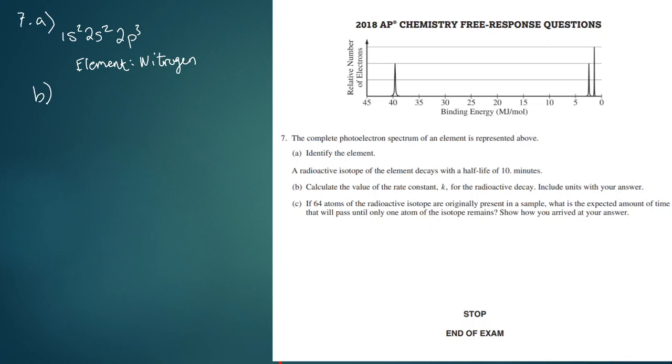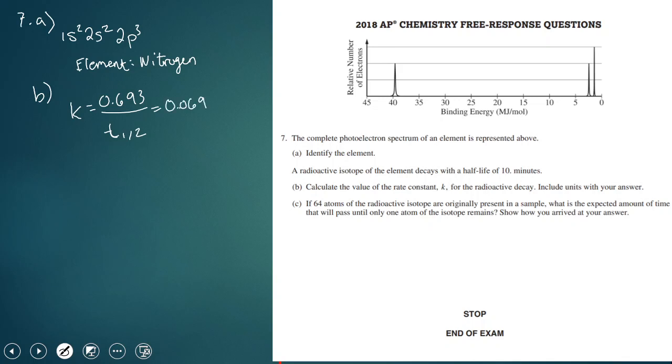So the radioactive isotope of an element decays with a half-life of 10 minutes. Calculate the value of the rate constant for the radioactive decay. Include units with your answer. Okay, so essentially the formula is k is equal to 0.693 divided by our half-life, or our decay life, so t1/2. Now t1/2 is 10 minutes, and so we get 0.069.